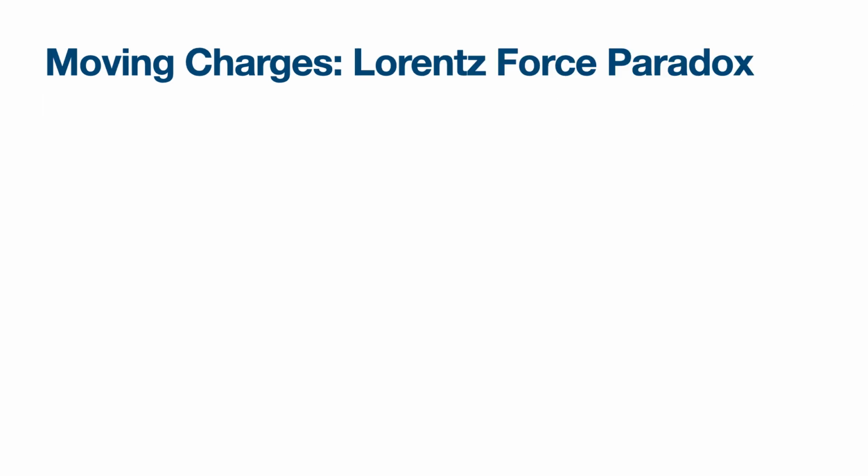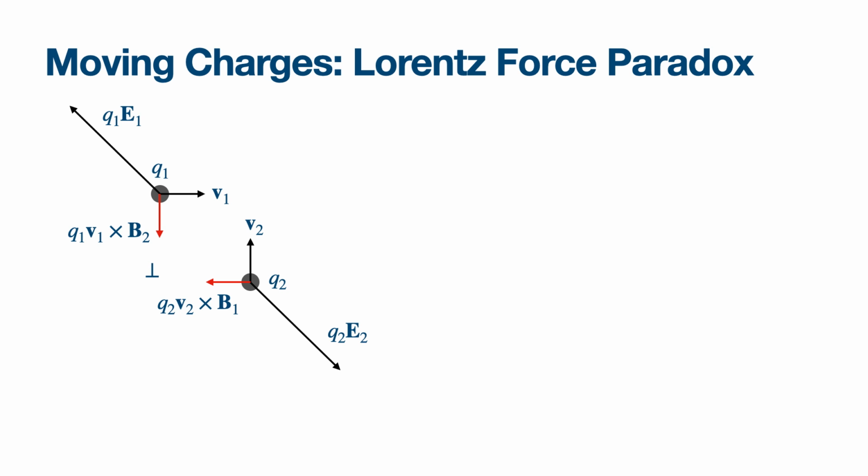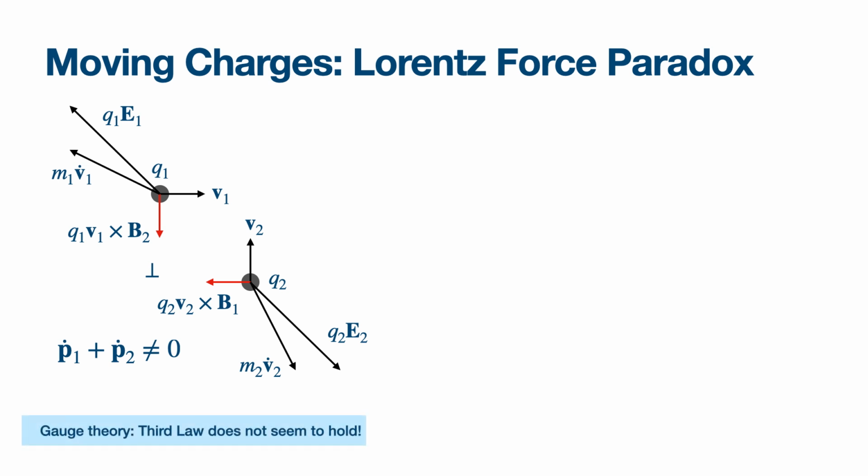Next, consider a well-known paradox involving the Lorentz force. Two identical charges move orthogonally in a common plane at the same speed. Does the Lorentz force between them obey Newton's third law? The electric forces are equal and opposite, but the magnetic forces are mutually orthogonal. The total particle momentum is not conserved. Newton's third law does not seem to hold. This is a paradox, as momentum should always be conserved.